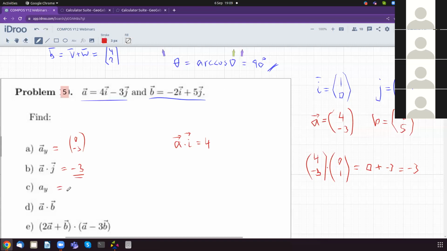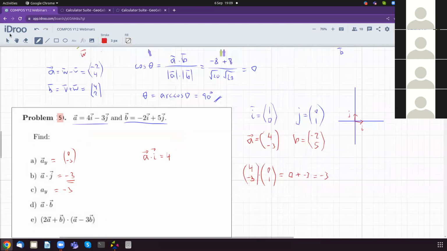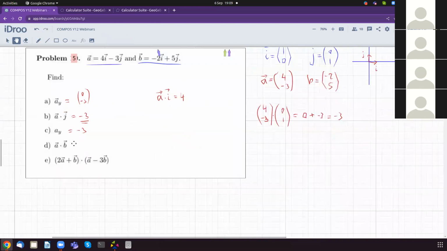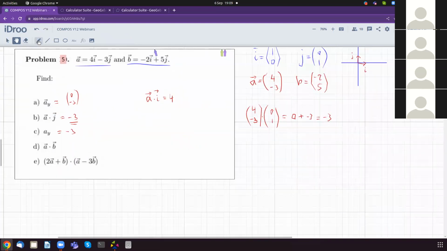AY is just the length, well, it depends on how you look at it. Sorry, AY is the component, so it's minus 3. Yeah, it's the component of the vector without the vector. A times B is the dot product between A and B. So AY is the component in this case, not the modulus. A times B is 4 times minus 2 is minus 8, minus 3 times 5, minus 15. And that gives you minus 23.